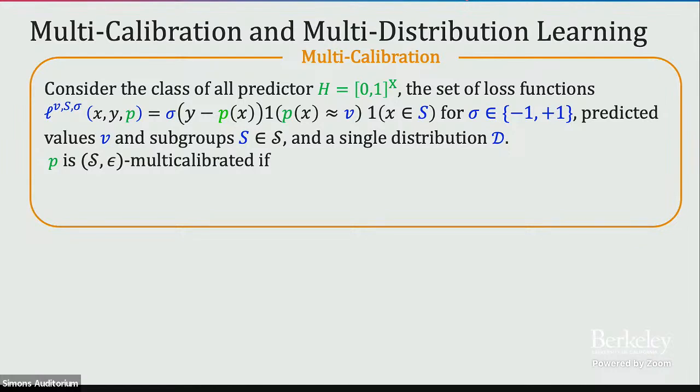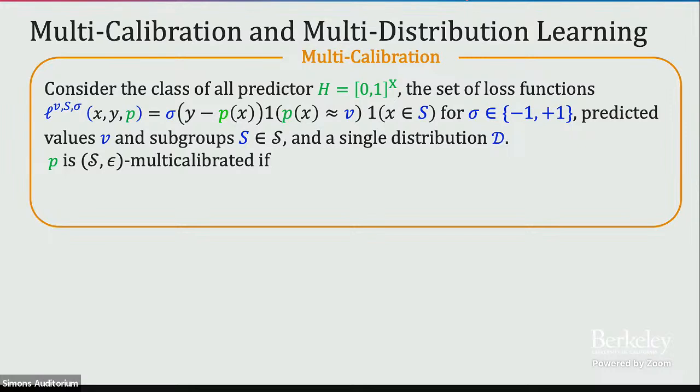It says think about all predictors as your function class. So if it's binary predictions, your P of X is anywhere between 0 and 1. And now think about losses that are calibration style losses. What do these losses do? They take a subgroup S and they take a predicted value V. For a second, ignore sigma. What they say is that, if I just focus on the distribution of X's where I predicted almost V, so that's my predicted value, and X belong to the set S. So that's exactly calibration, and Y minus P of X is how far off you are.